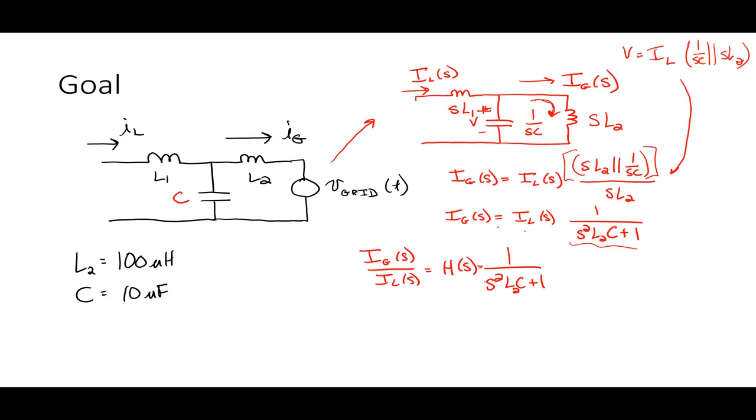Now, let's remind ourselves, or in this case, how I designed this: I chose L2 equal to 100 microhenries and C equal to 10 microfarads. Okay? So if I plug in those particular values, what I'll find is that the magnitude of H of J 2 pi 60, if I plug that into this transfer function, is the magnitude of 1 over J 2 pi 60 squared L2C plus 1, whatever the magnitude of that is, right?